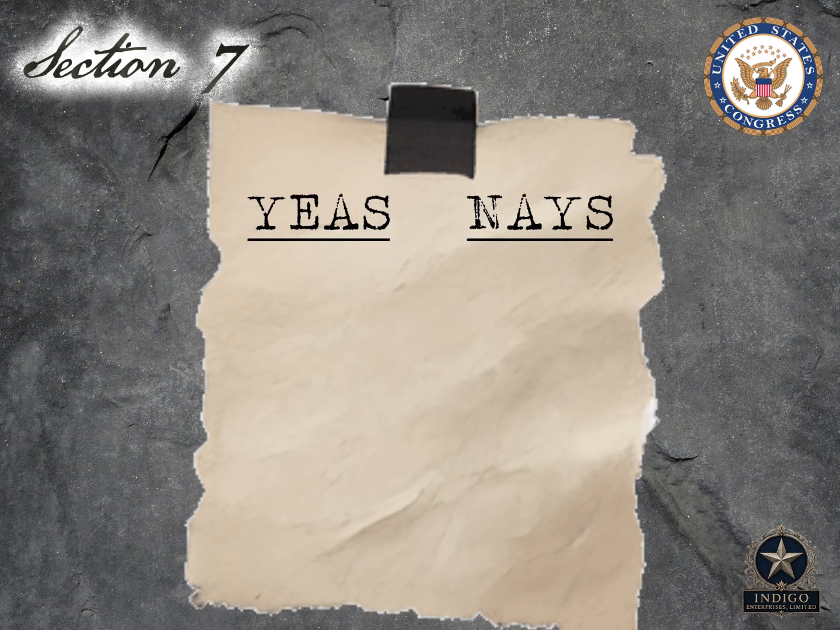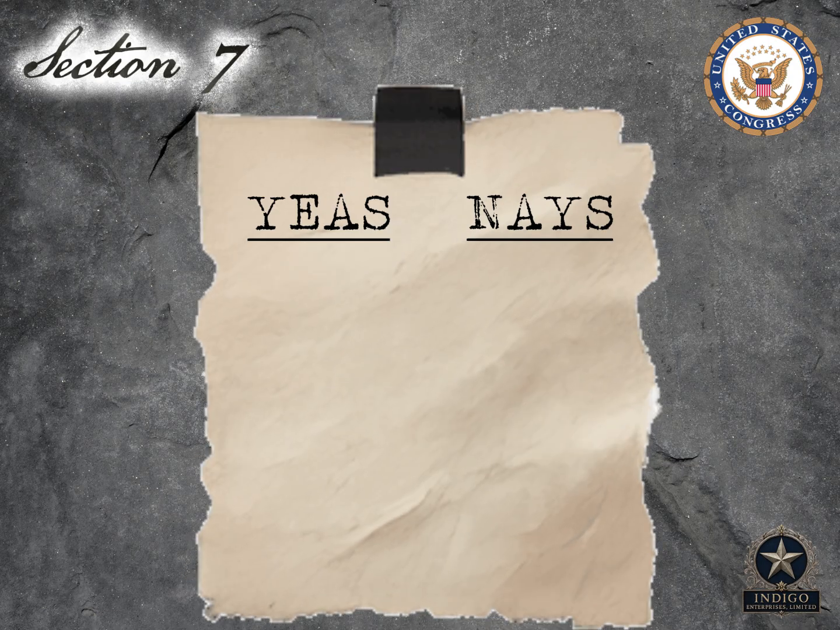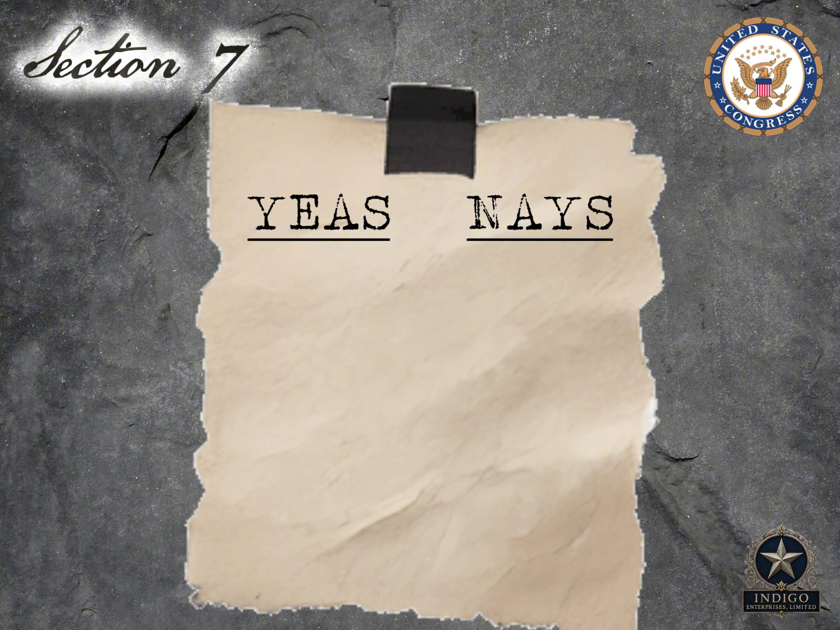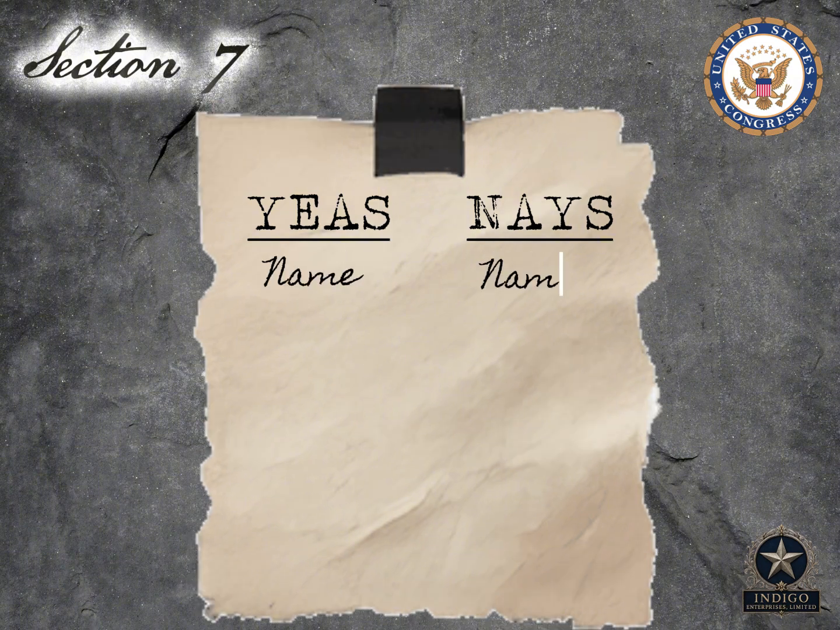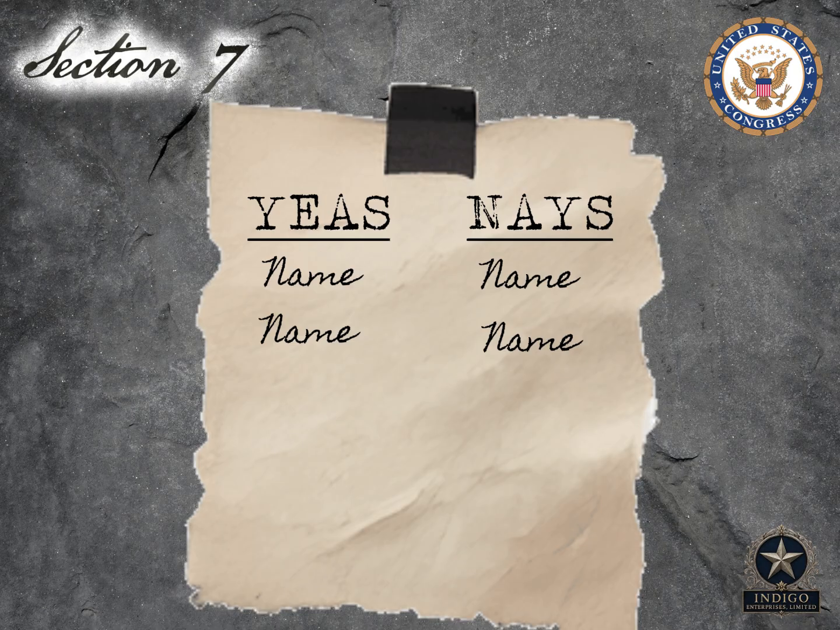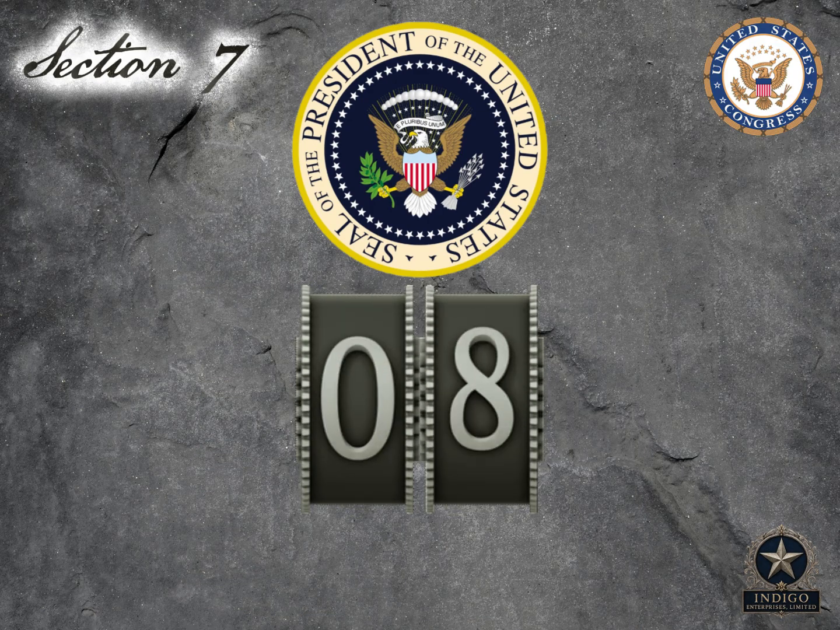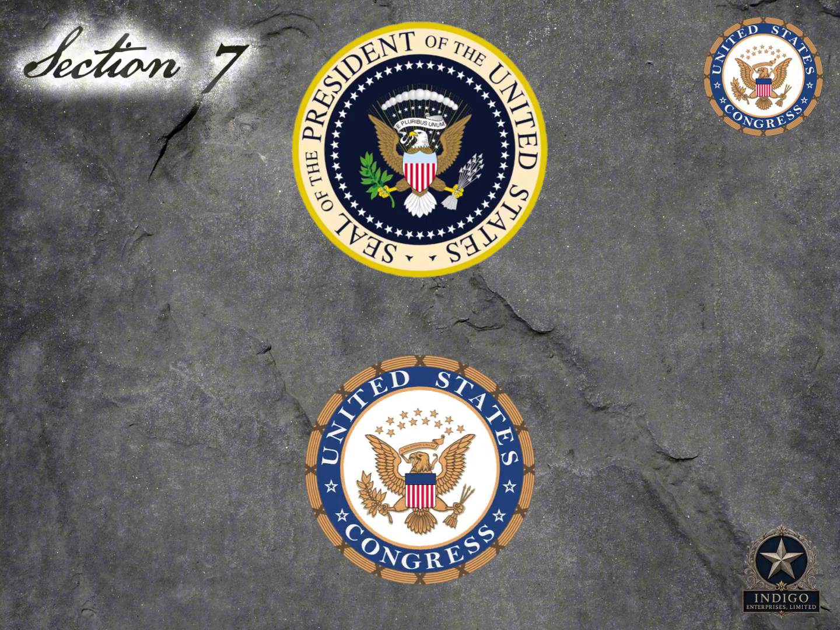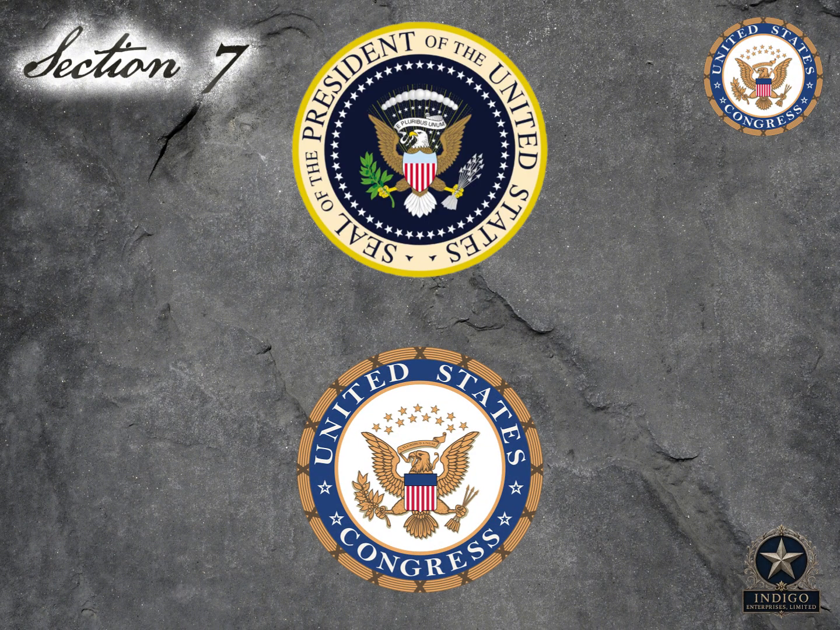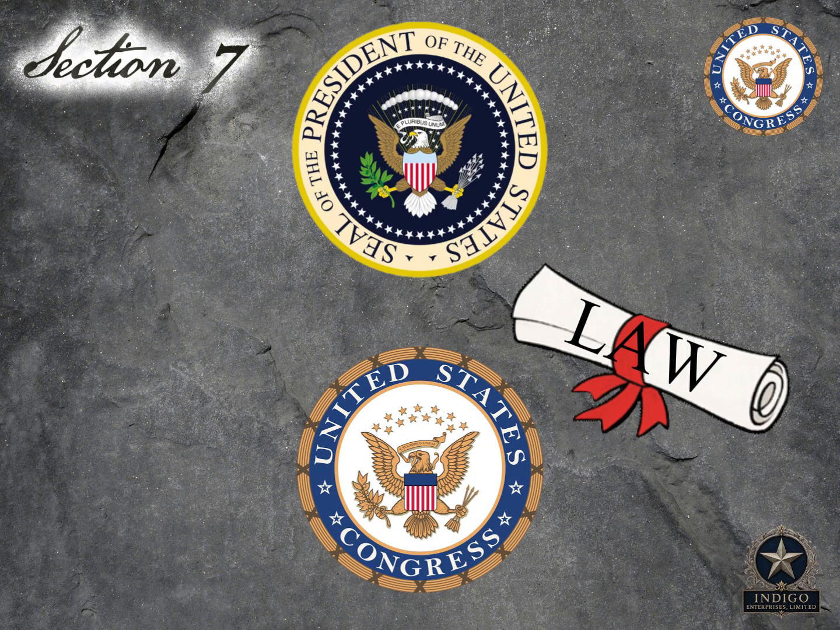But in such cases, the votes of both Houses shall be determined by yeas and nays, and the names of the persons voting for and against the bill shall be entered on the journal of each House respectively. If any bill shall not be returned by the President within 10 days, except for Sundays, after it shall have been presented to him, the same shall be a law.